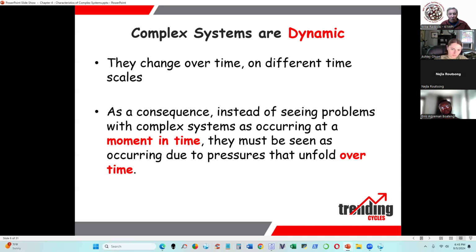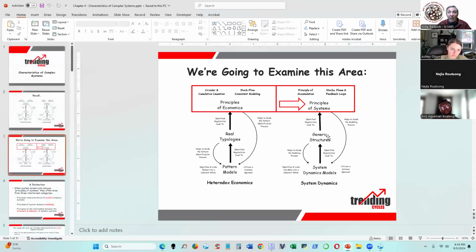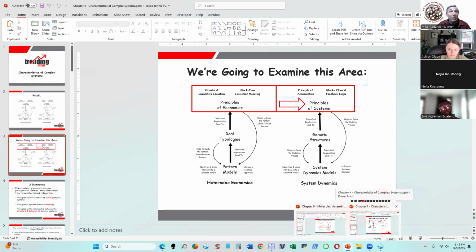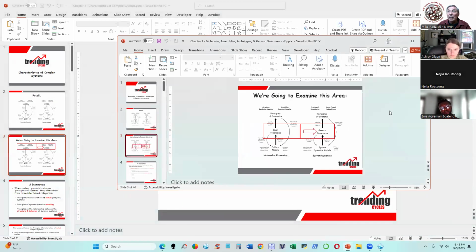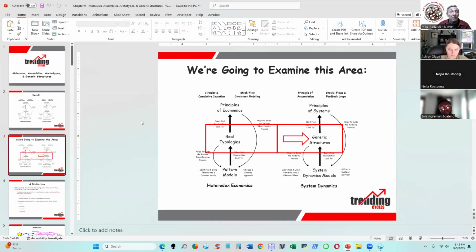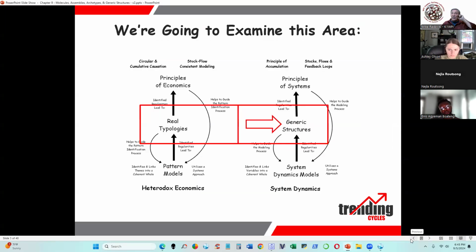Okay, so having said that, let me pull up another set of slides. This one. So I'm popping in and out of slides. In another deck of slides, I say, well, we're going to look at this area here. These are the generic structures. It depends on the level, how high up in this chain of logic you go.